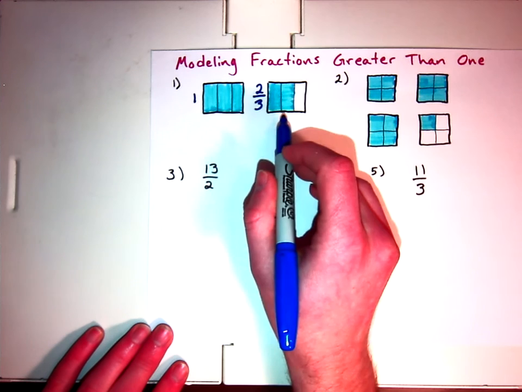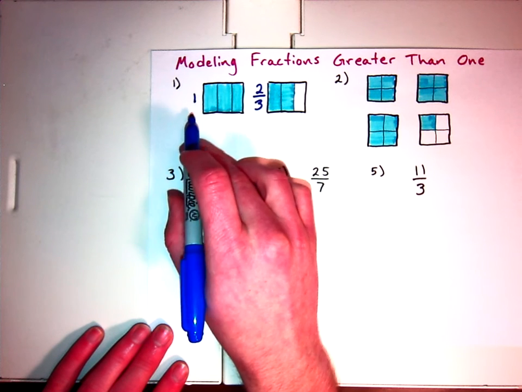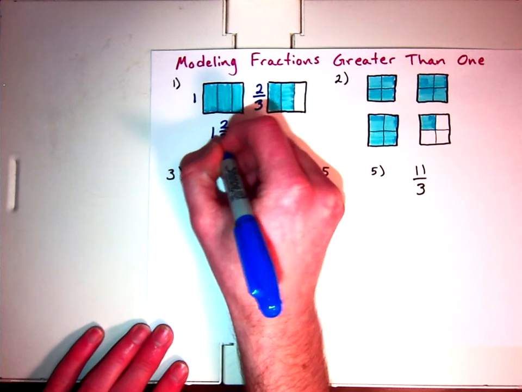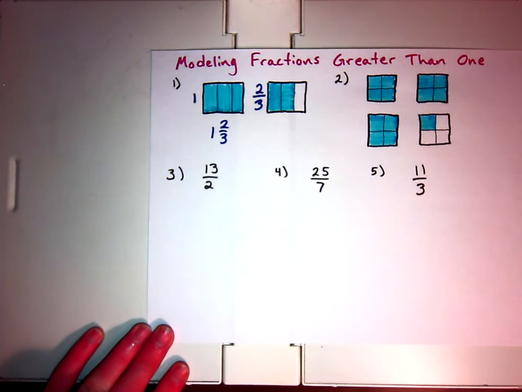And then from there, I just need to add. I have 1 and I have 2/3. Right? So I have 1 and 2/3. And it's as simple as that.